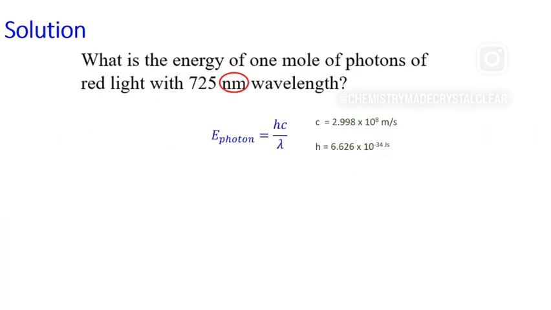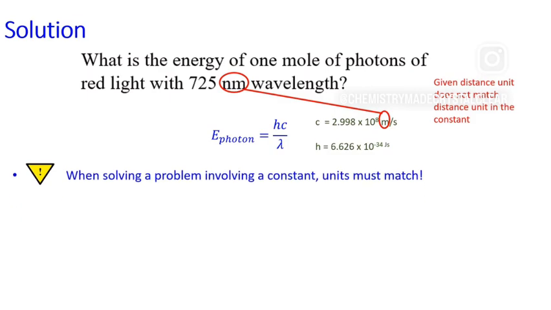Before we jump right in, however, let's note a small discrepancy. We're told, as we typically are, that the wavelength of this photon of visible light is in nanometers. This mismatches the distance units of meters in the velocity of light term. As an important rule of thumb, whenever you're solving a problem that involves a constant, whether it's Planck's constant or speed of light, or whether it's the capital R in the ideal gas equation, the units for the values given in the equation need to match the units in the constant you're using.